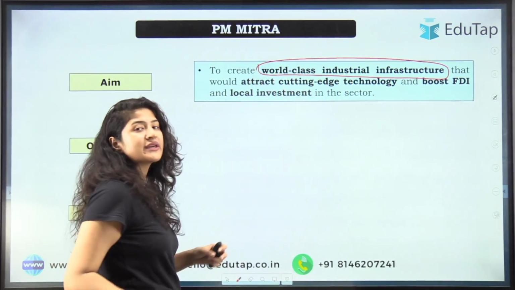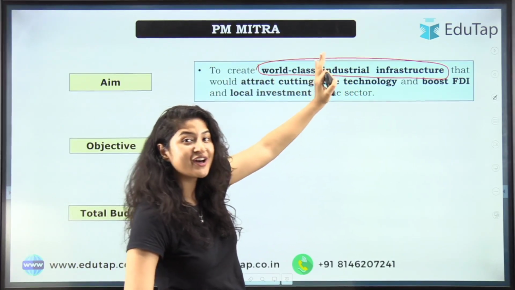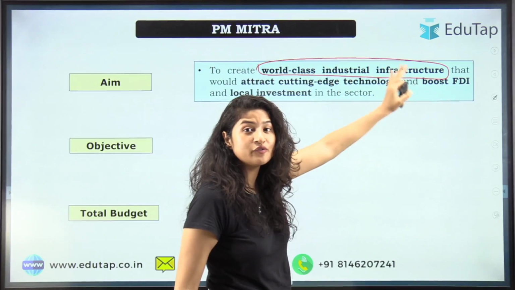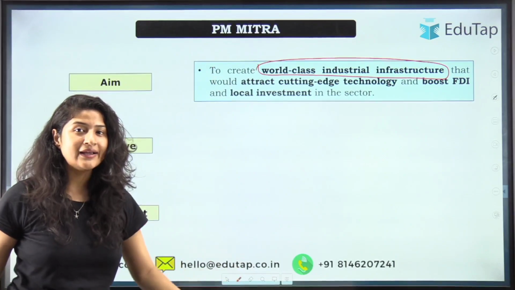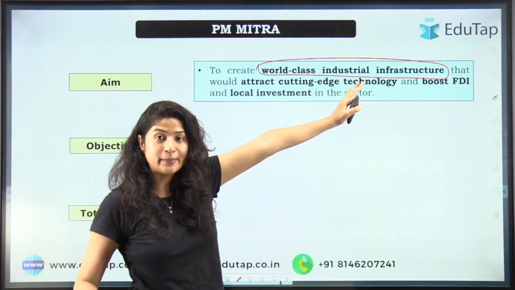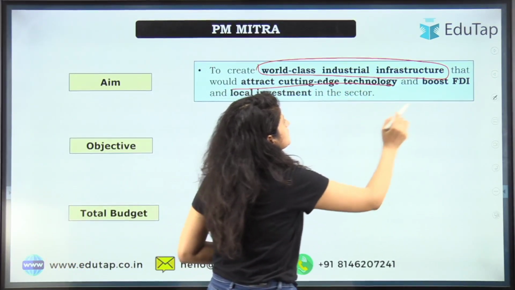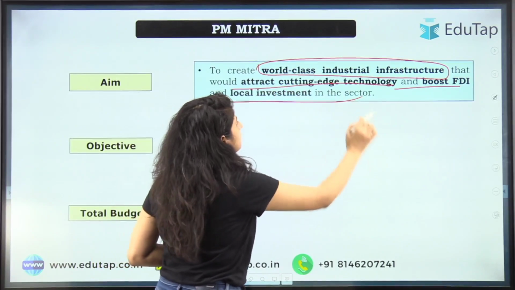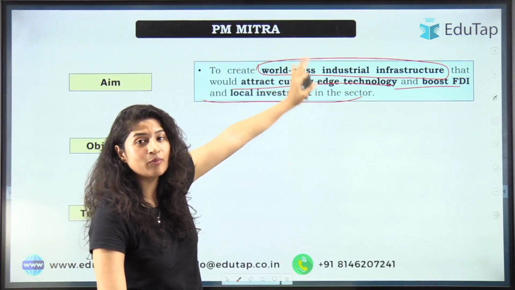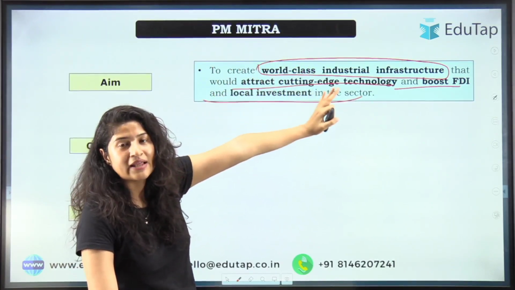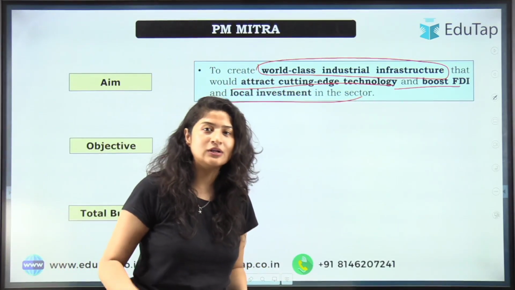When we are talking about making Indian brands famous, how can we do so? First, we should have good infrastructure, and we are not just talking about making infrastructure. We are talking about making world-class infrastructure in India for the textile industry, so that we can make the best products. Then that would attract cutting edge technology and boost FDI and local investment in the sector. So we are talking about technology over here. When we have world class infrastructure, we'll have better technologies, and that will boost our FDI, our foreign investment, and also the local investment in this particular sector.